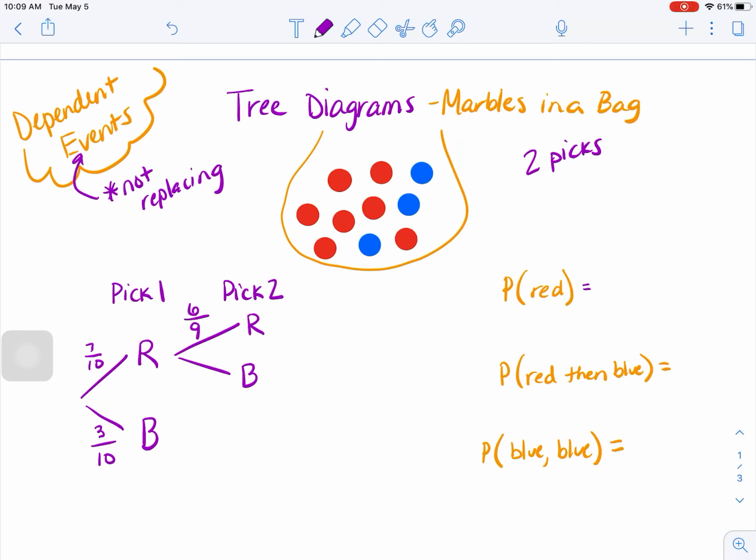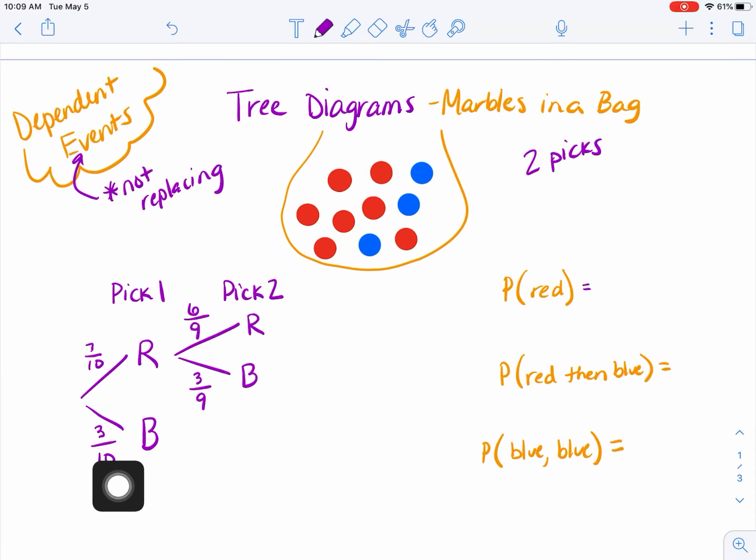The blue chances, since I didn't pick a blue on the first pick, I still have 3 blues, but remember, I didn't put that red marble back, so I still only have 9. So there's where my fractions come into play for that. Now if you were to do this, we're blue.